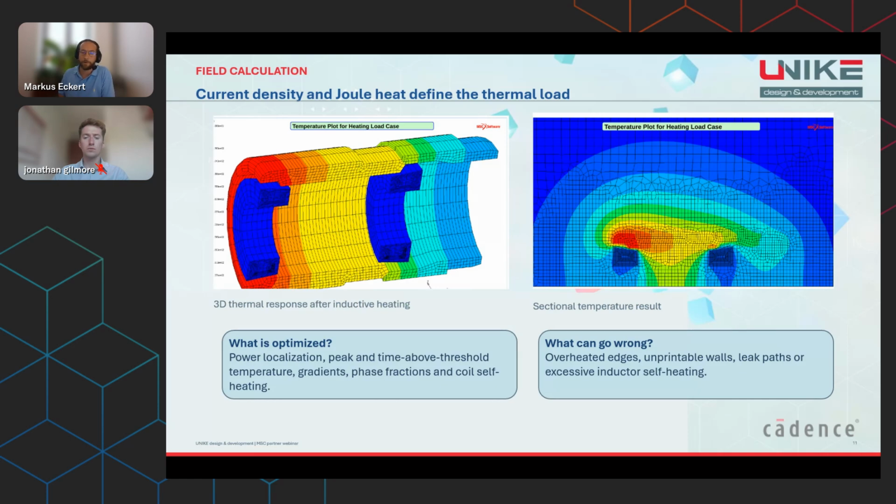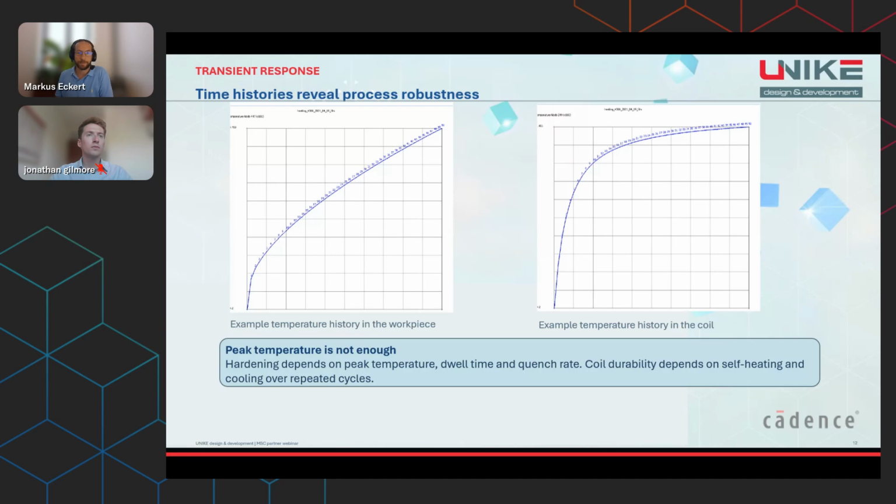Errors can occur in both directions. Too little localization misses the target hardening zone. Too much localization can overheat edges, thermally overload the coil, or favor geometries that cannot be manufactured. Simulations provide the visibility needed to make these trade-offs specific.